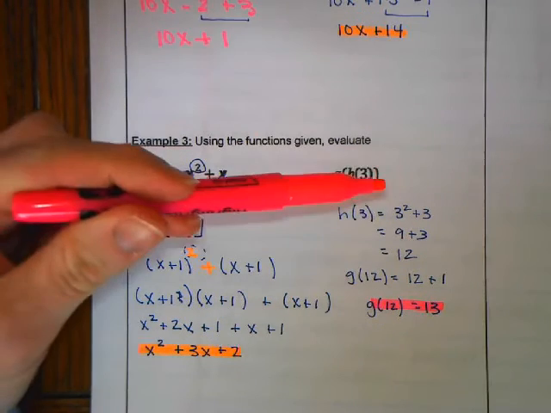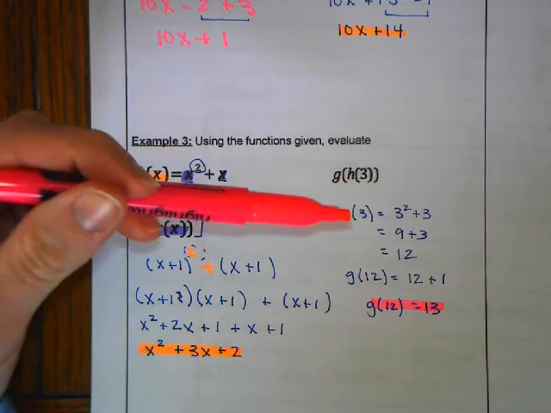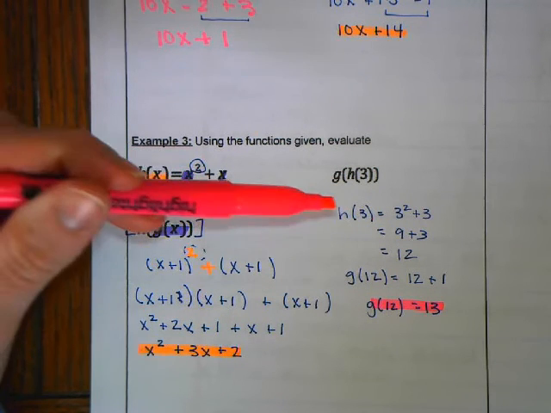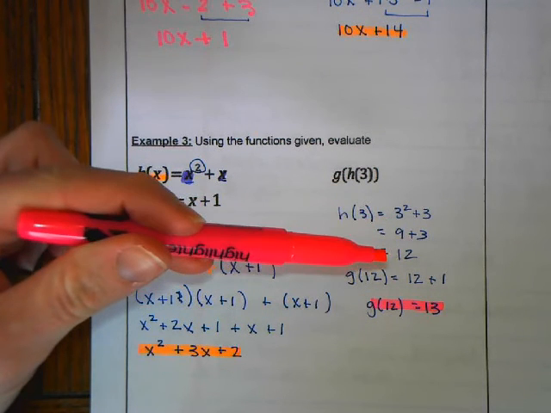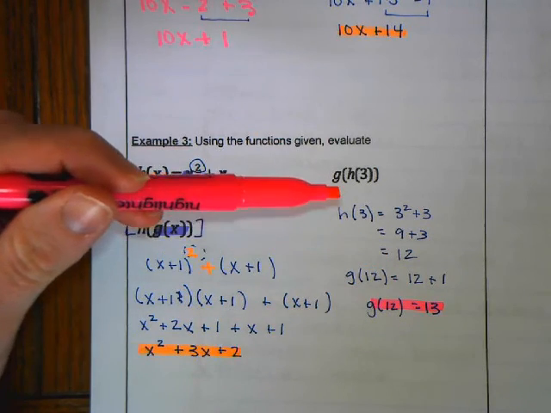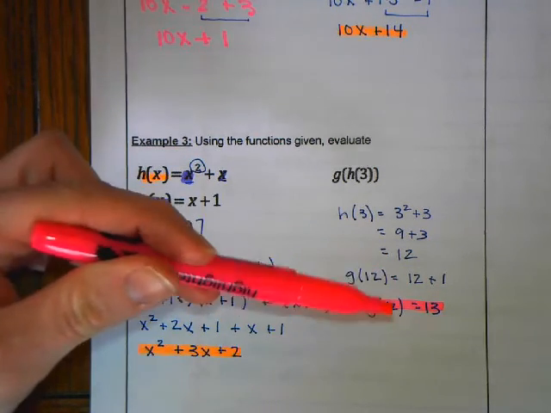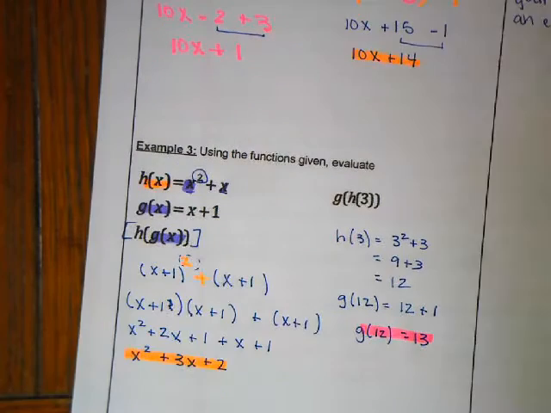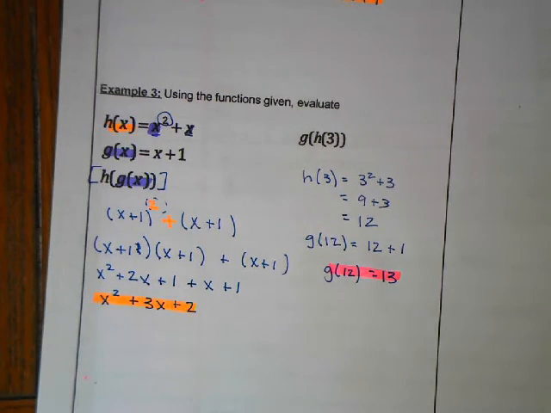All right, last example here, those 2 same functions for sake of time. H of 3, plug 3 in for my h function. 3 squared plus 3 is 9, plus 3 is 12. Then took my 12 and plugged it in for my g function to get 12 plus 1 for a total of 13.